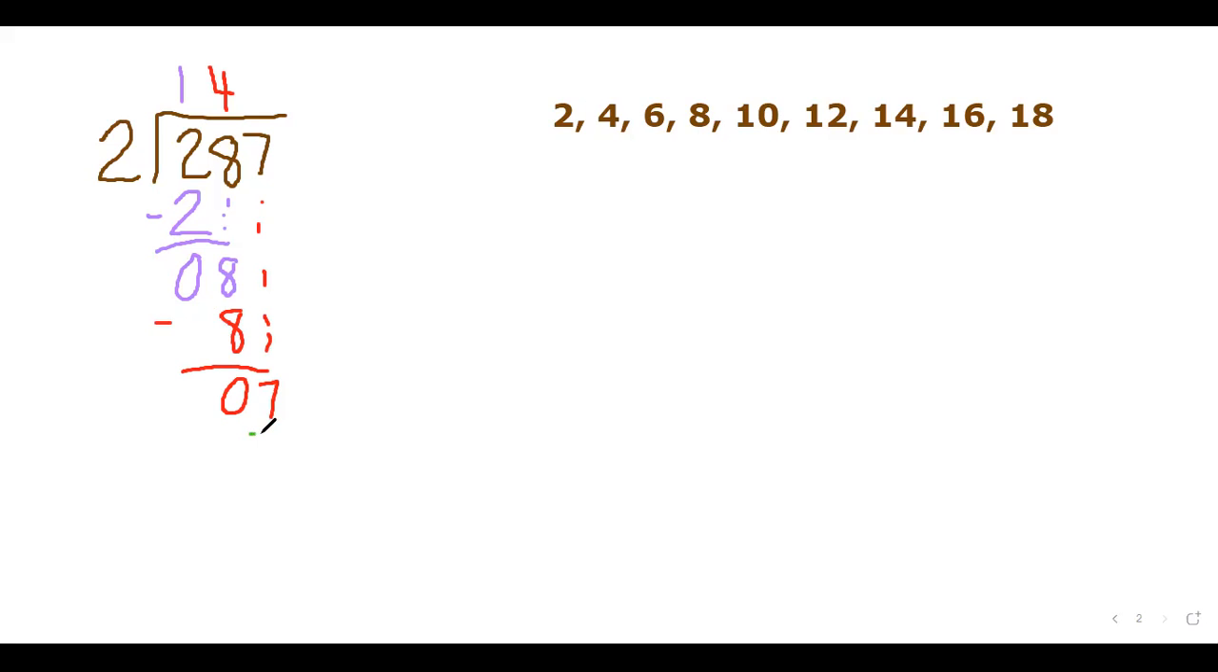How many times can 2 go into the number 7? My multiples are 2, 4, 6, and 8. I skipped 7. It should be right here between the 6 and the 8. But I can't take away the 8 because 8 is too many. I don't have enough. I only have 7. But I can take away 6. And 2 times 3 equals 6. I'm going to put a 3 up here in my ones. And I'm going to take away that 6 from my 7. Seven minus 6 equals 1.